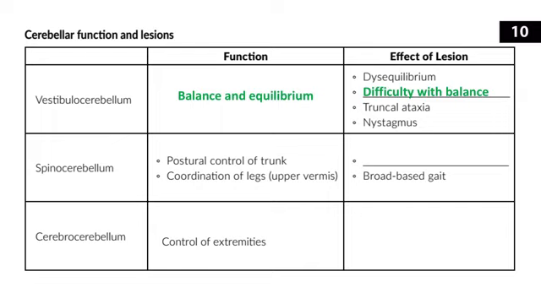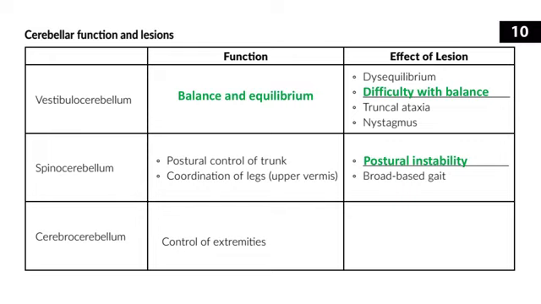It can also cause abnormal eye movements, such as nystagmus. The spinocerebellum, which is the more medial parts of the cerebellum, tends to influence the trunk more than the limbs. So a lesion here could cause postural instability. And the upper part of the vermis affects coordination of the legs, so a lesion of the upper vermis can cause a broad-based gait. And then the cerebrocerebellum is the lateral hemispheres, and that tends to control the extremities.